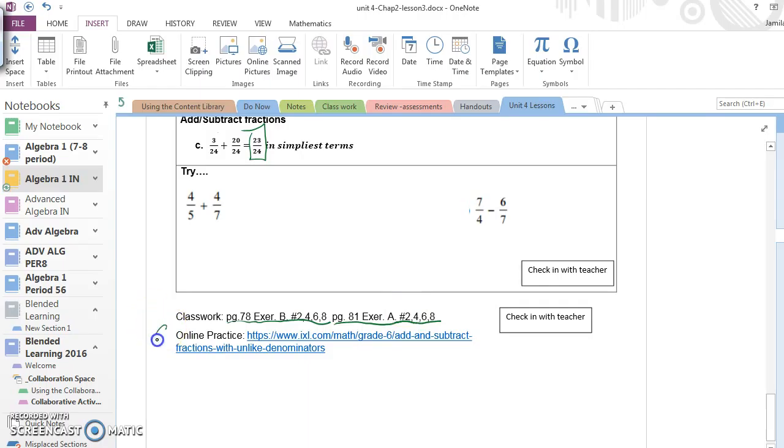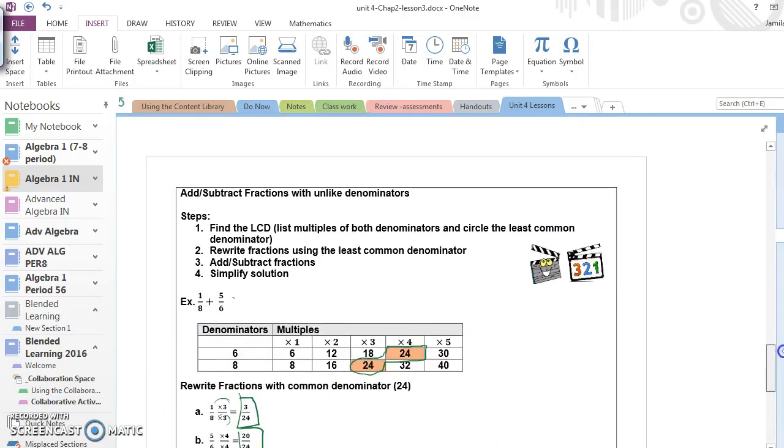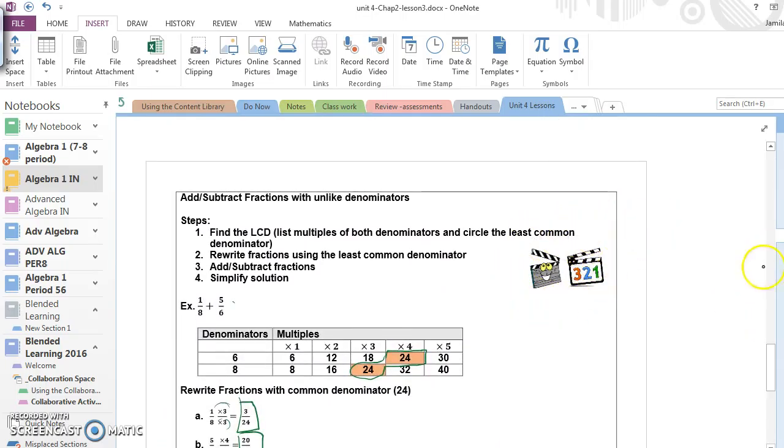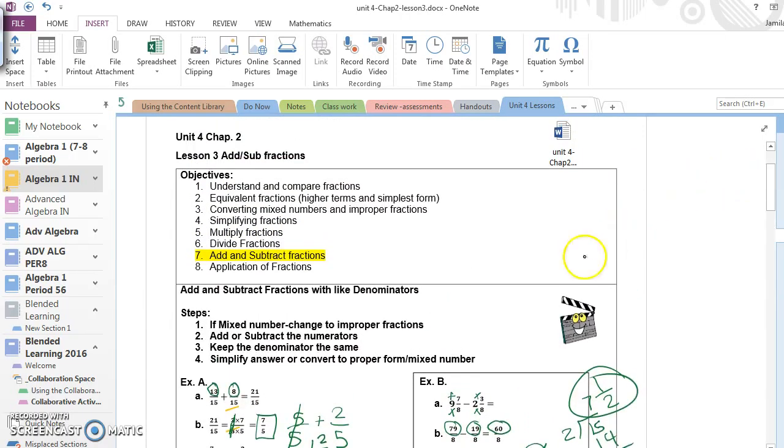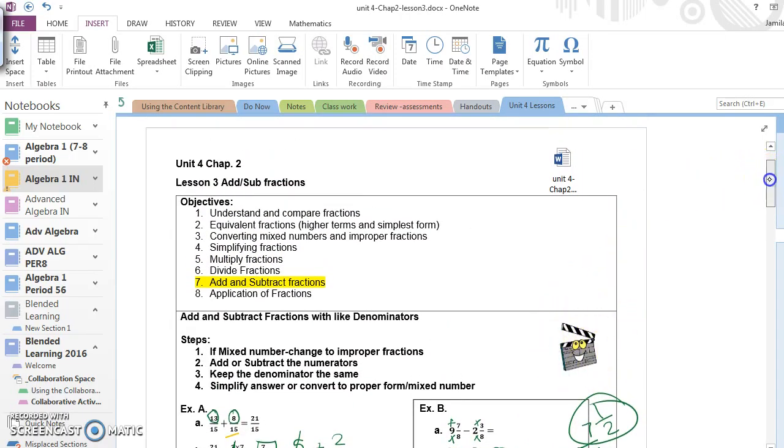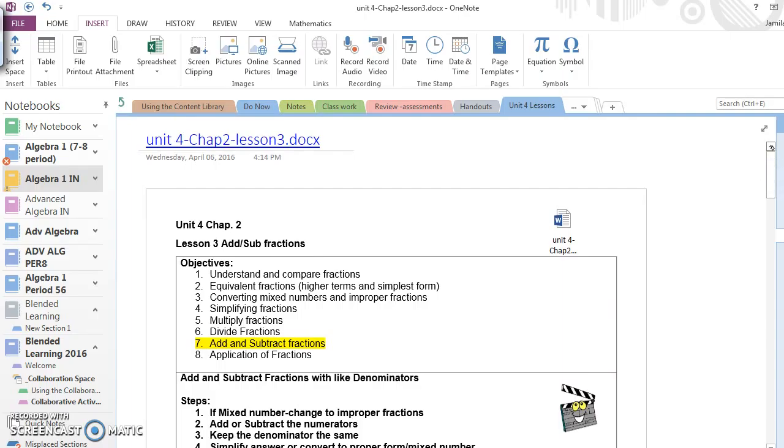There's also a section for some extra online practice, which will provide you with immediate feedback. And throughout the lesson, don't forget that there are videos that you can watch that are very helpful in teaching you how to add and subtract fractions. This is the completion of Unit 4, Chapter 2, Lesson 3, Adding and Subtracting Fractions.